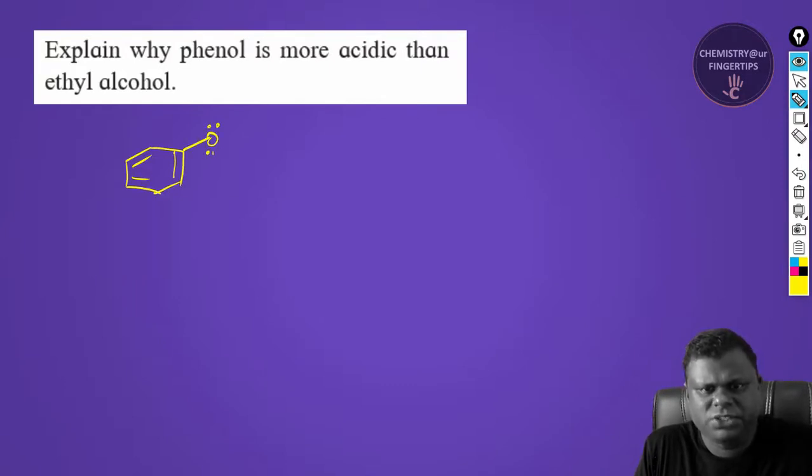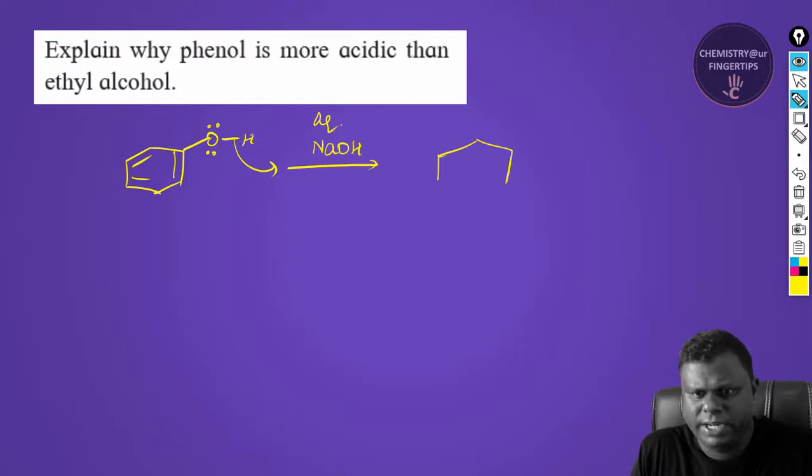In which there is this oxygen containing two lone pairs connected to hydrogen. Now, when it is treated with a base like aqueous NaOH, what happens? This proton is removed. It gets deprotonated because this is an acidic proton, and as a result you have this phenoxide ion. So this is nothing but the phenoxide ion.